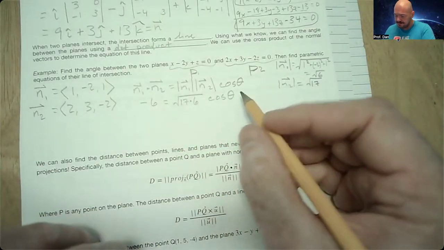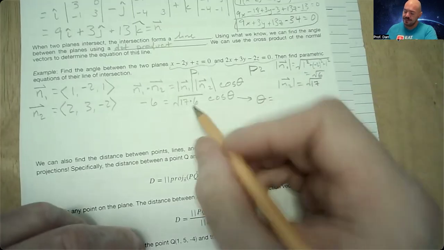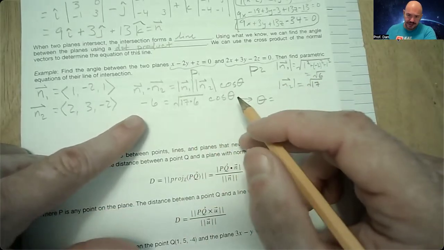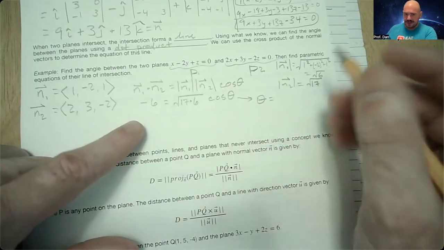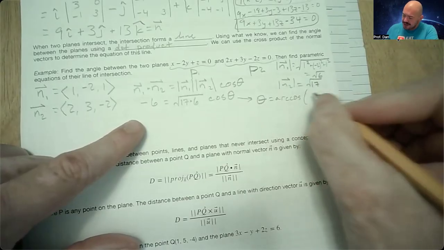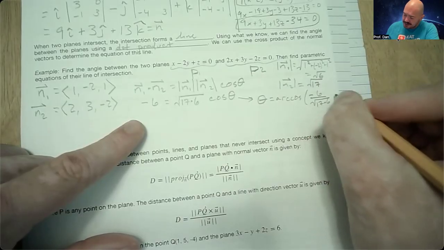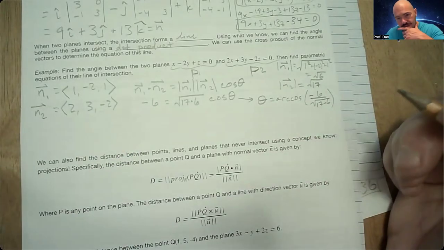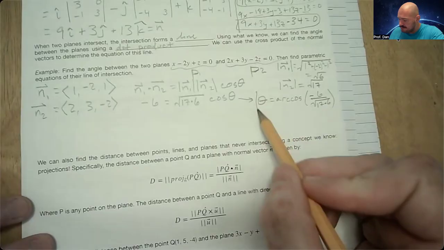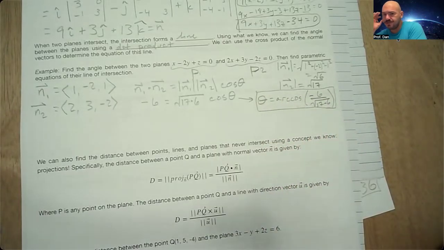So solving for theta, I know I'm going to have to divide by this coefficient first, and then I have to undo cosine, which means I use arc cosine. So I know that this angle will be arc cosine of -6 over the square root of 17 times 6. And that would be the angle. Remember, on a scientific calculator, you can actually get the radian measure for this angle.